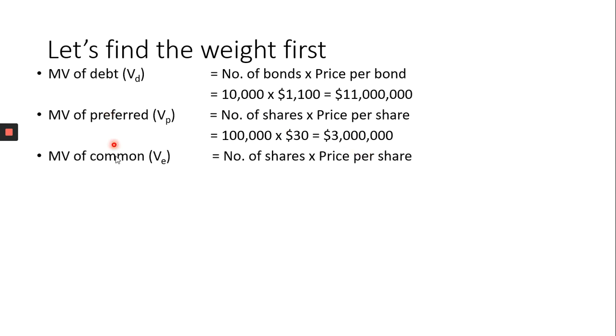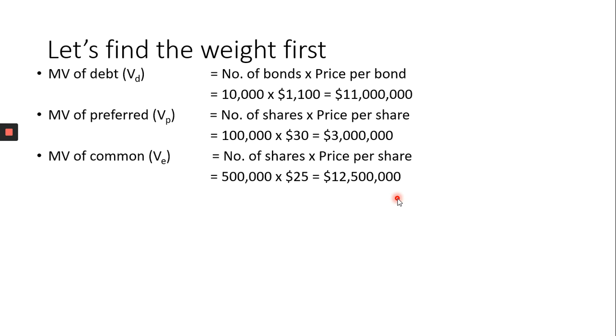Now we will calculate the market value for common stock. It's the same equation: number of shares times the price per share. The question says a total of 500,000 shares, and each share costs $25. If you multiply them together, you get $12,500,000.